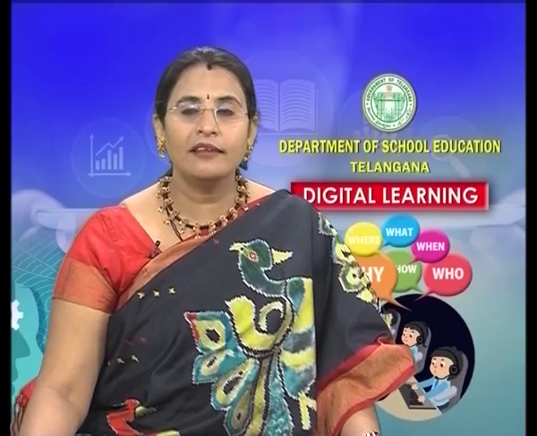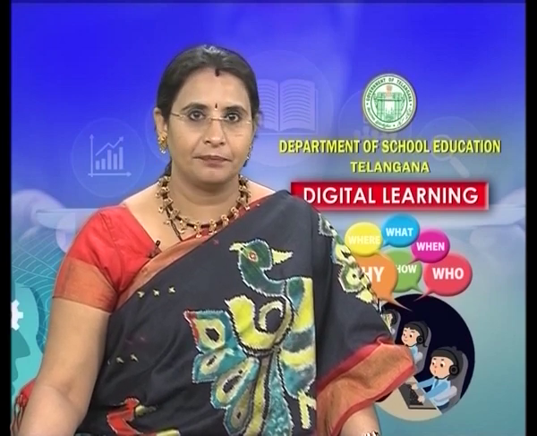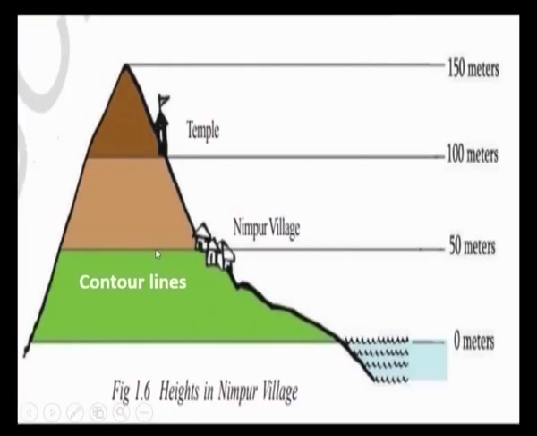Yes, contour lines are the lines which are joining the places located at the same heights. Here some places may be located a little above or a little below, but all these places are said to be located on the 50 meters contour line. Now when you go a little above, you will find that at 100 meters, similarly, this is called the 100 meters contour line. Along with the temple, a few other places are located on the 100 meters contour line. Similarly, at 150 meters as well.